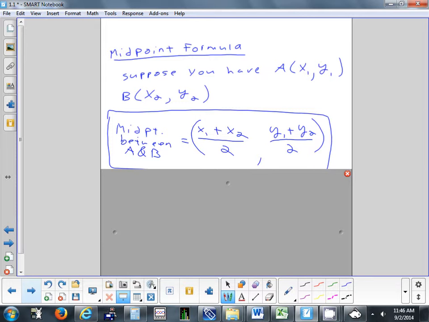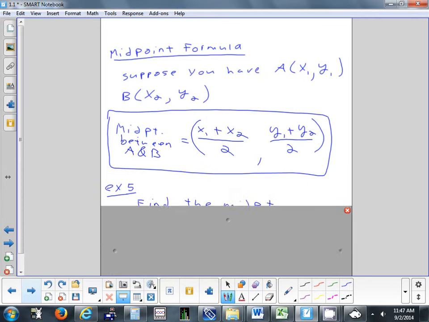Does anybody know what the name is of what you're really doing here? When you add 2 things together and divide by 2, there's a name for that in math. Take 2 numbers, you add them up, and you divide by 2. It gives you the something of the 2 numbers. It gives you the average. That's all the midpoint formula is. Average the x's and average the y's. Gives you what's right in the middle. Okay?